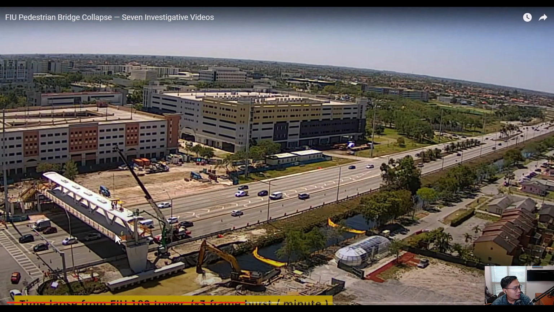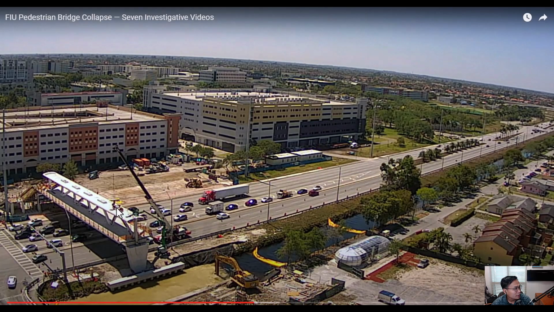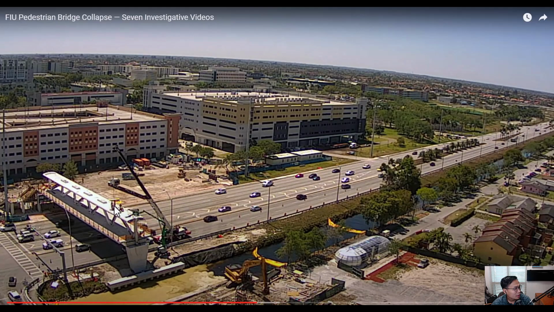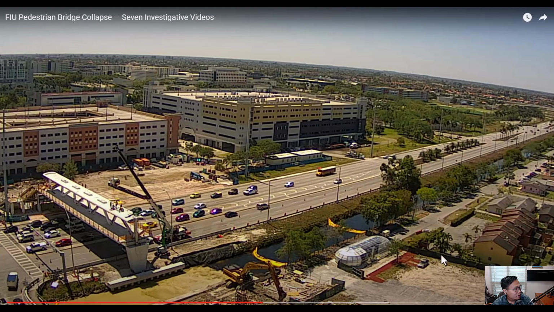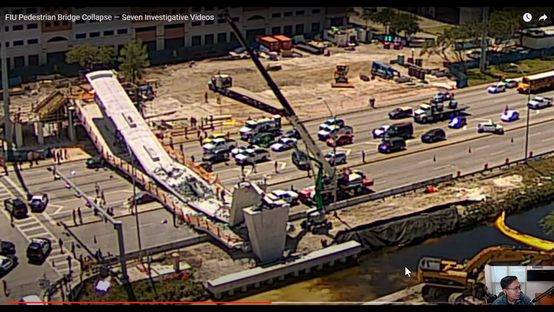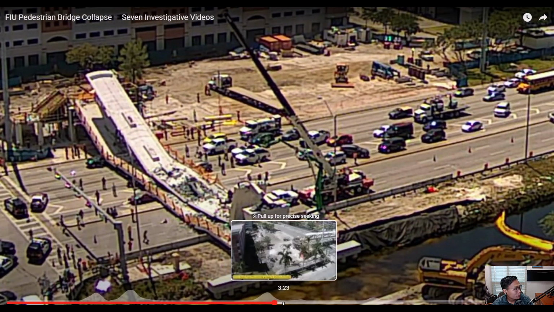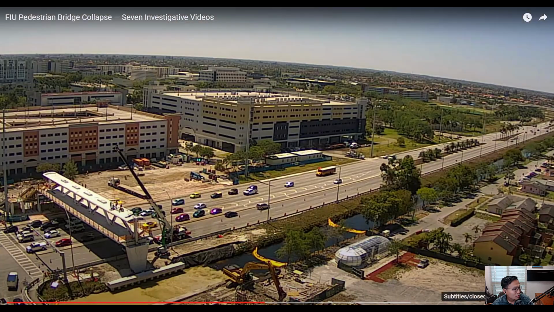So now you can see they are installing the blister over here, probably detensioning the member over here, and then it collapsed. It happened so quick. Let's see if we have any slow motion.